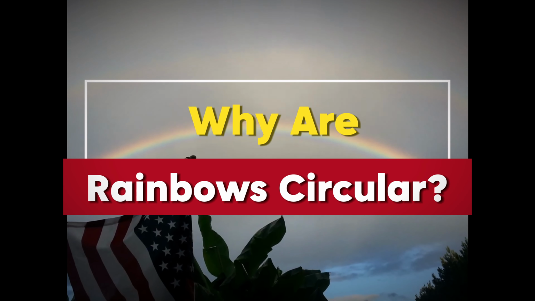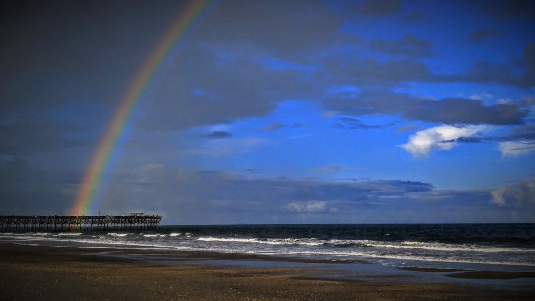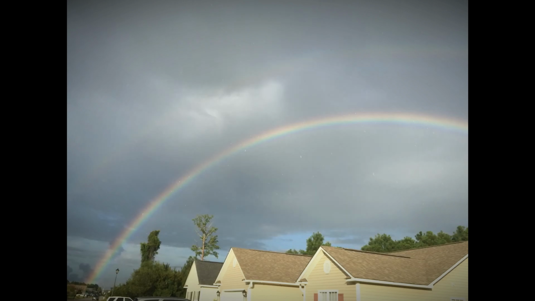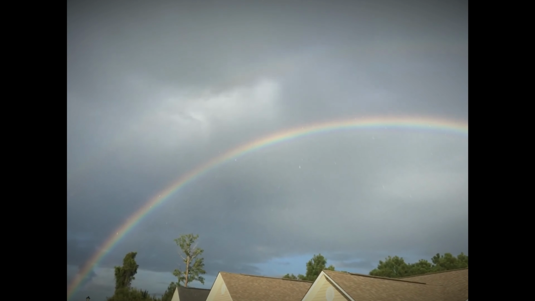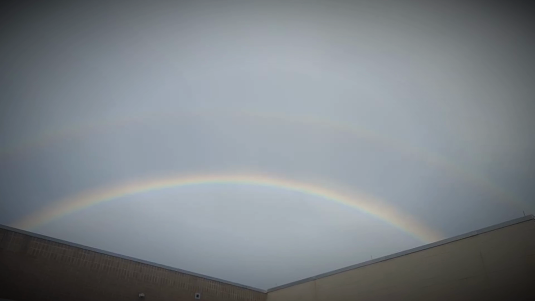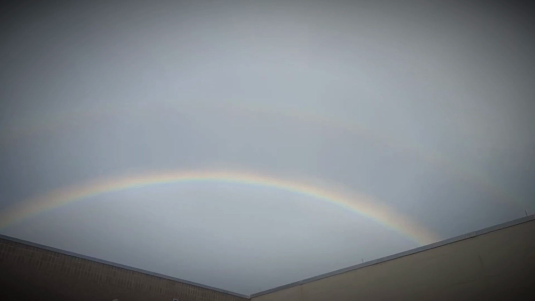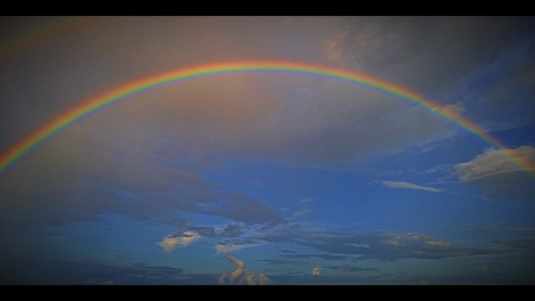Why are rainbows circular? Rainbows are always full circles, but we typically see only a half arc because the ground blocks the bottom half. Rainbows form when light refracts, bends, and reflects inside water droplets, creating a circular pattern. Standing on the ground limits our view, but from an airplane or high vantage point, you might glimpse a full circular rainbow, a rare 360-degree spectacle.